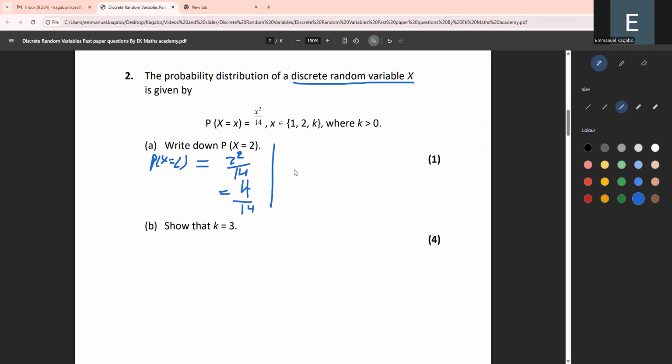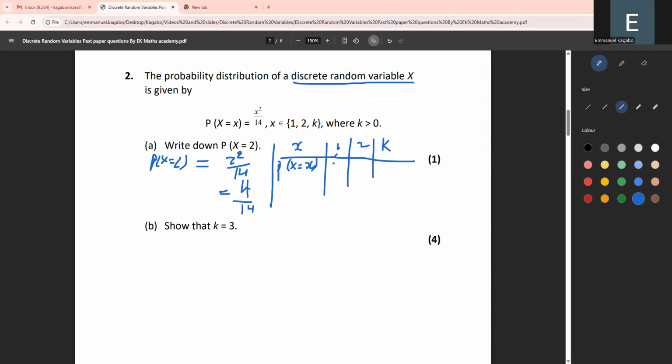The easier way to do the question is to draw a distribution table and identify your values. So let me put my x here, and then I have my P of capital X equals small x. I'm trying to do question B, guys. What are the possible outcomes? What are the values of x? It's 1, 2, and k. So what's the probability now? I'm substituting here, 1 squared, because they told you the probability is given by x squared over 14.